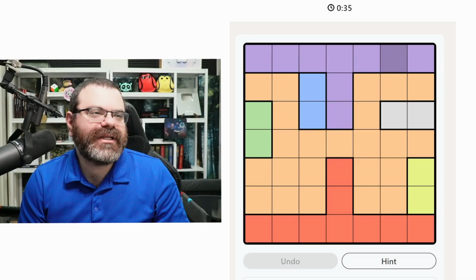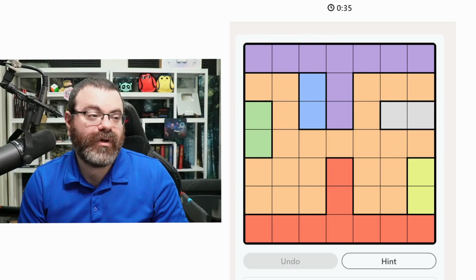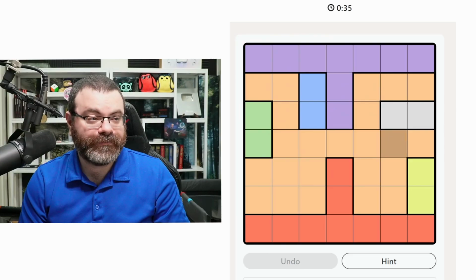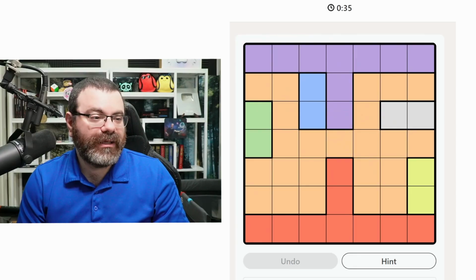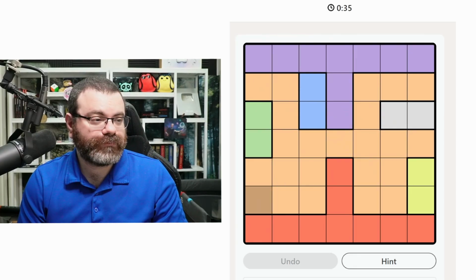The way we play it is we need to place a queen in each row, each column, and region. And we also can't have queens touch each other, not even diagonally. Okay, let's just do today's here. I already have 35 seconds on my clock.